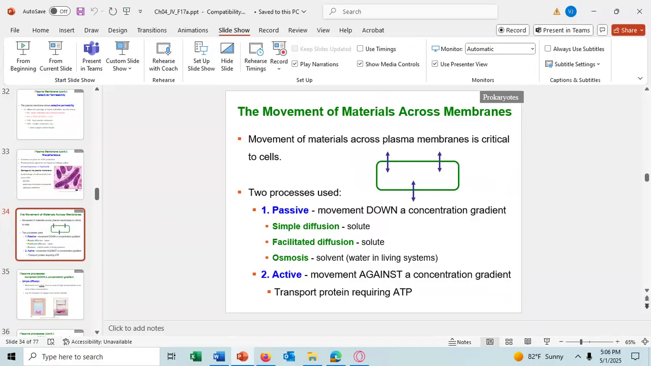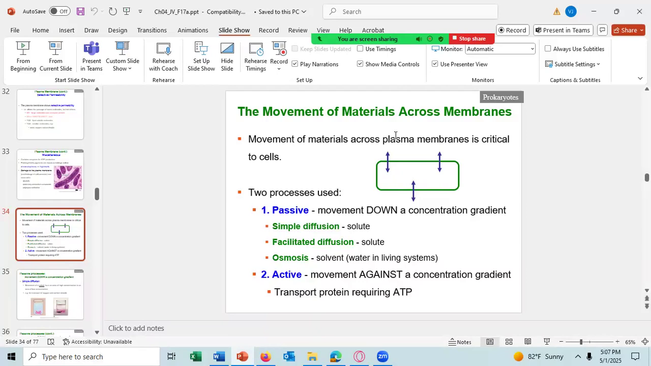A passive process is where the molecules move down their concentration gradient, meaning if they're higher outside the cell, then they will move passively into the cell down their concentration gradient, moving from an area that has higher concentration to an area that's lower concentration. Of course, in the reverse, if the molecule is higher inside the cell than outside the cell, the molecule will passively move down its concentration gradient and leave the cell. We can have three different ways of passive movement.